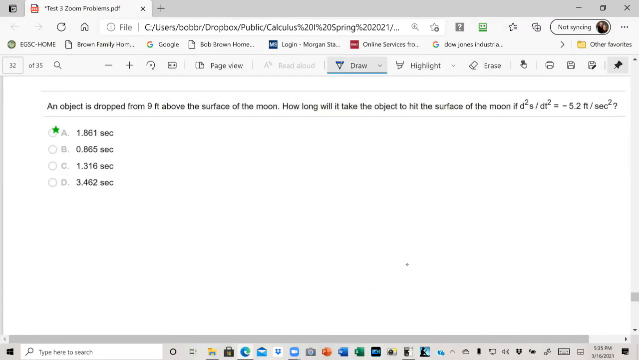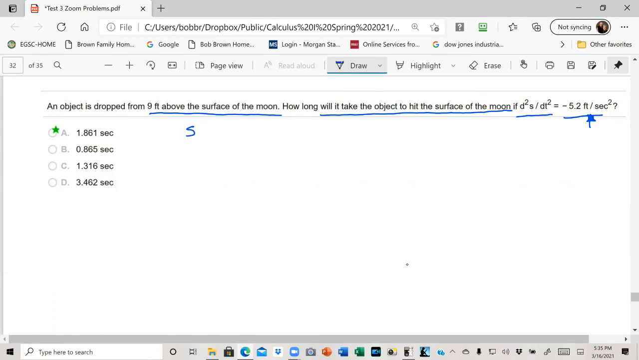Now in this problem, an object is dropped 9 feet above the surface of the moon, and we want to know how long it takes the object to hit the surface of the moon if the acceleration, which is the second derivative of S with respect to t, is equal to minus 5.2 feet per second squared. Notice that this is a lot smaller than the acceleration of an object that's dropped on the Earth. Of course, the Earth has a much greater mass. You probably can remember how the astronauts were hopping up and down on the moon very easily when they got there. So let's look at this.